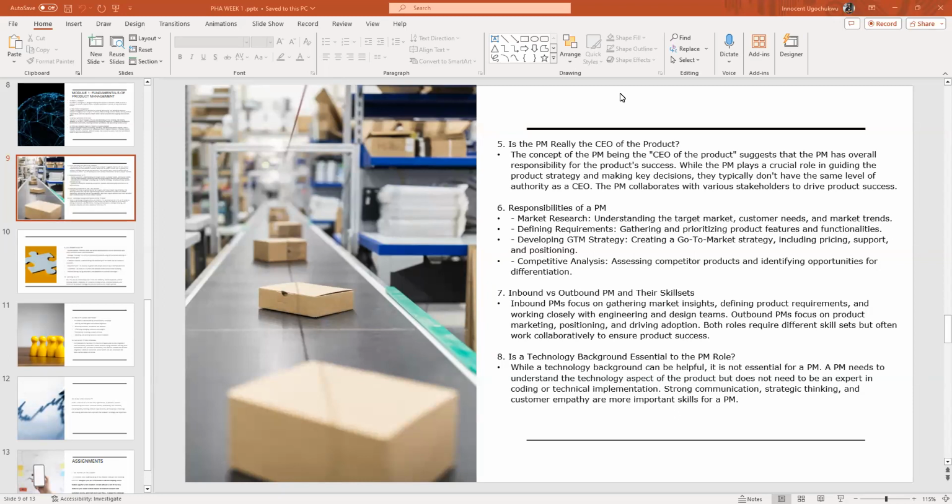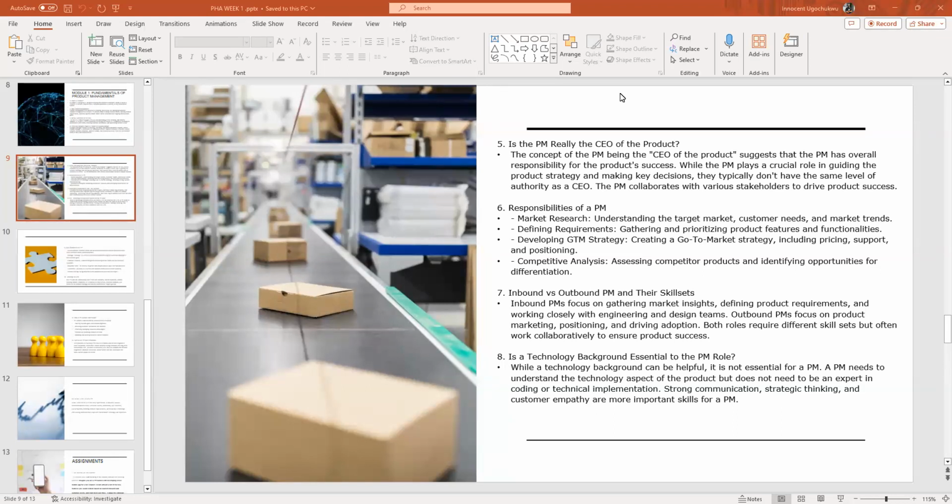Is technology background essential to the PM? Sorry about that. Is a technology background essential to the PM role? Some people ask this question: do we need the background? Do I need to be coding for 5 years to be a good PM? Do I need to be writing code for 10 years? Do I need to actually learn Flutter to be a good PM? See, you don't need to learn Flutter and all those things.